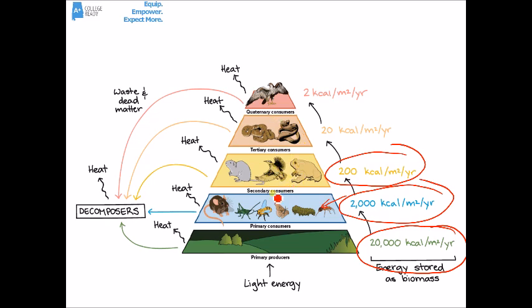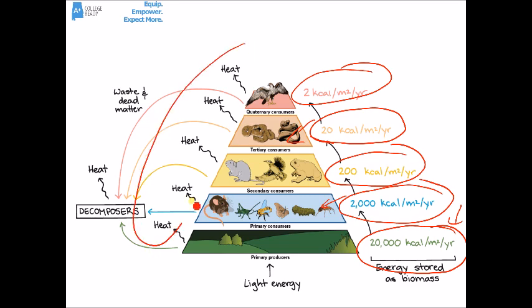The snakes eat the secondary consumers. Only about 20 kilocalories of the 200 in the previous trophic level end up stored in their bodies. And then we've got the quaternary consumers. Only about 2 kilocalories out of that original 20,000 ends up stored as biomass in there. So the question is, where's all the energy go? Because the key point is energy cannot be created or destroyed. It's not used up. It's just changed to another form. And notice one of those forms is heat.